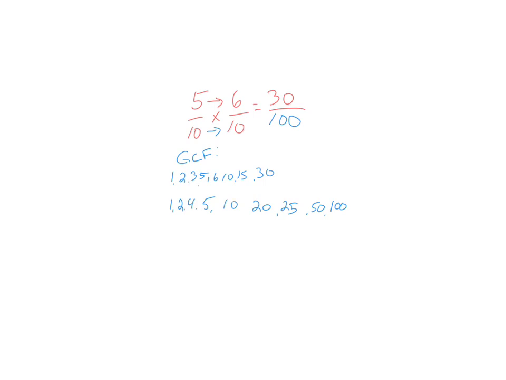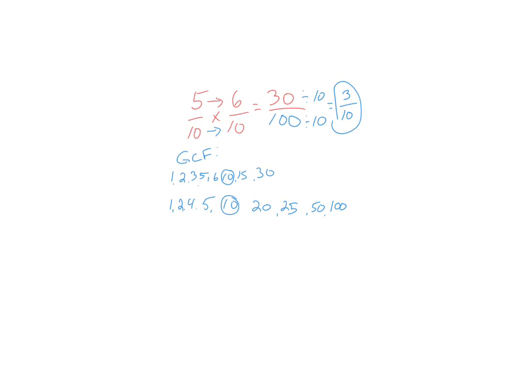Okay, so let's look across for my greatest common factor here. So we could take out a 10, and we can go ahead and divide out a 10, divide out a 10. 30 divided by 10 is 3. Sorry, 100 divided by 10 is 10. So we have 3/10. So 30/100 can be simplified to 3/10, and that would be our answer.